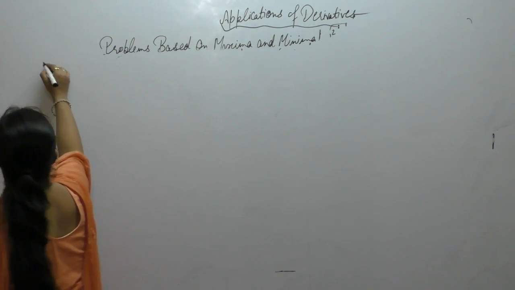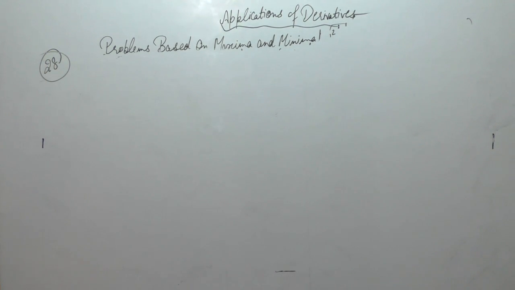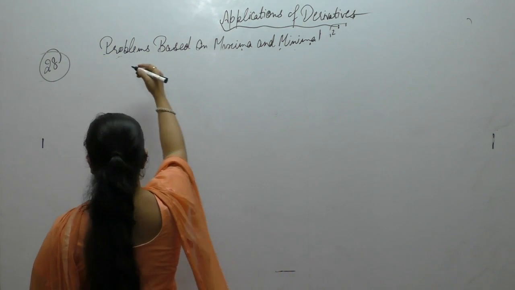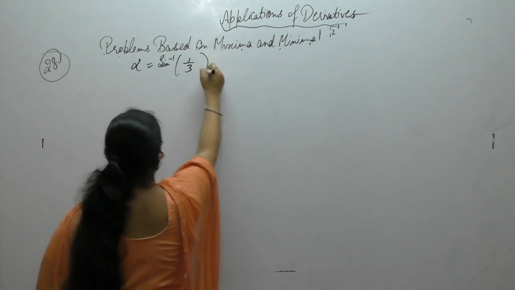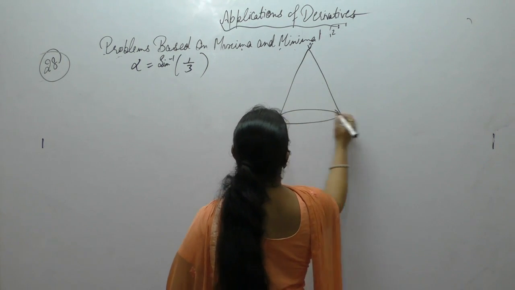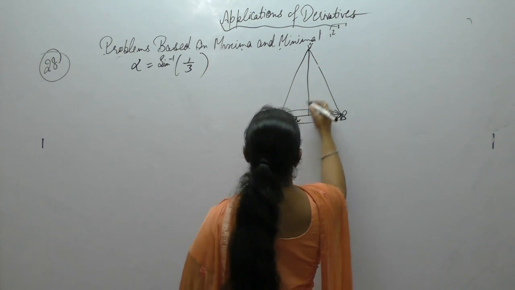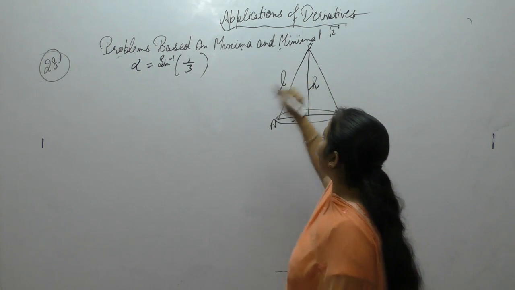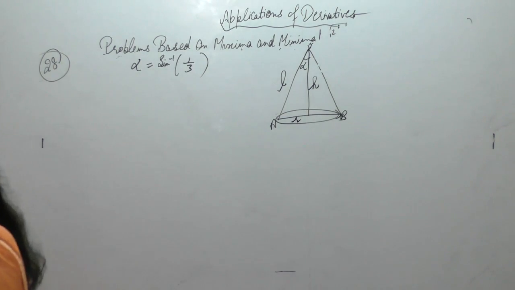Now the next one, show that the semi-vertical angle of a right circular cone of given surface area and maximum volume is this. Let this be a cone VAB with radius R, height H and slant height L. This is the semi-vertical angle alpha.